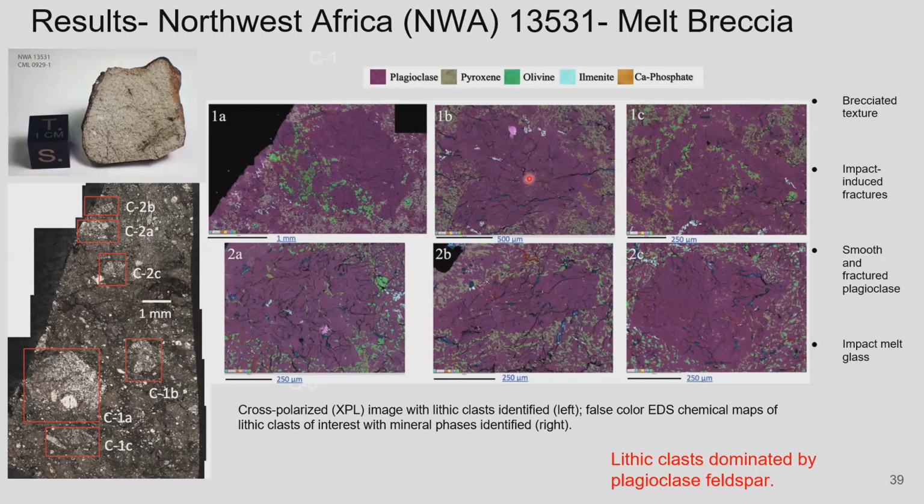But you'll also notice, if you look closely, some of this plagioclase feldspar right here looks a little different than some of this plagioclase feldspar here. That's because it texturally is different: it's smooth, whereas here you actually see coarse grains.